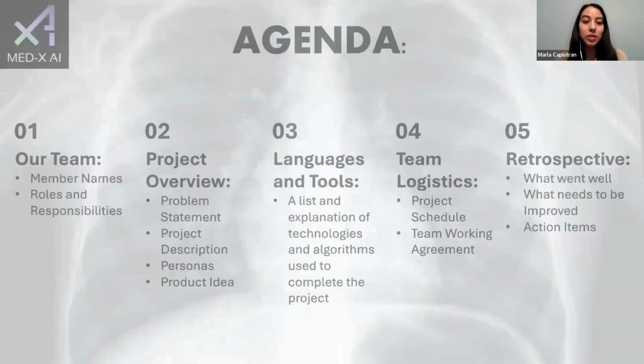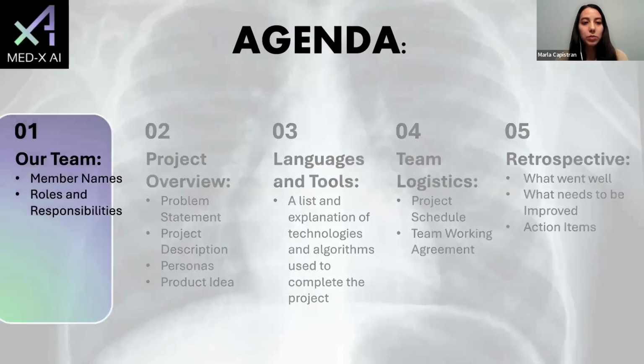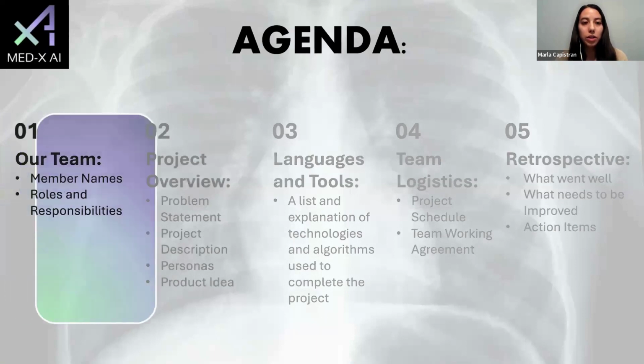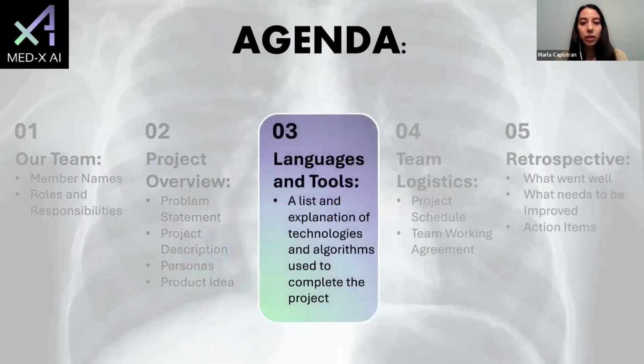In today's presentation, we will cover our team, which includes member names, responsibilities, and roles, followed by the project overview, which will cover the problem statement, project description, personas, and the product idea. Next, we will talk about the languages and tools, which will list a brief explanation of the technologies and algorithms used to complete the project.